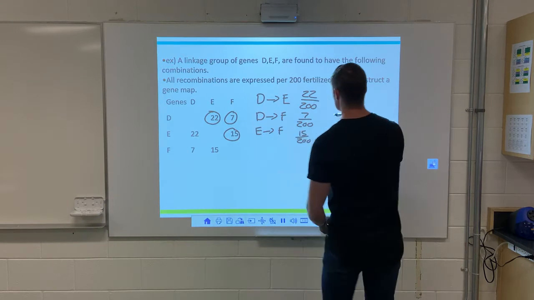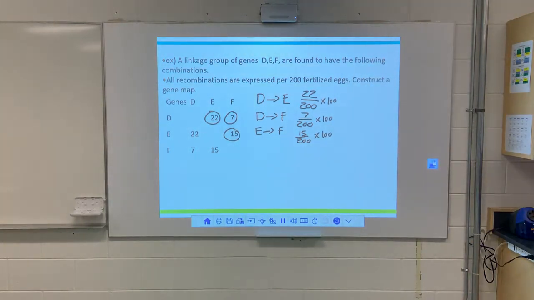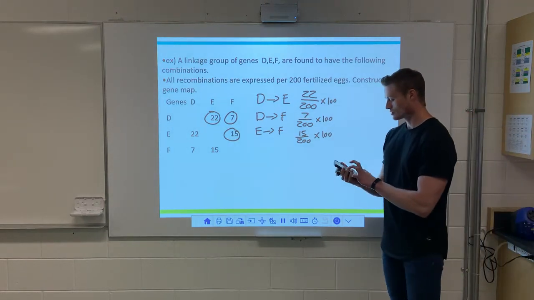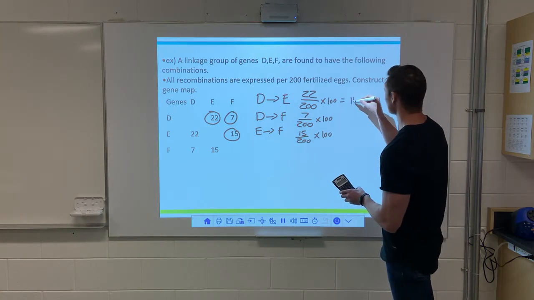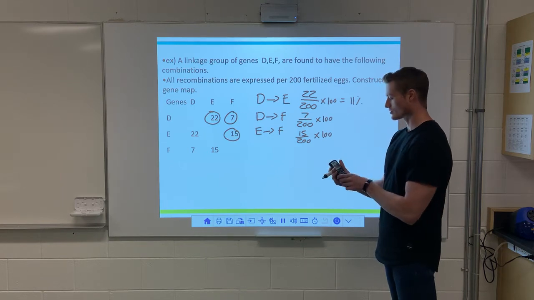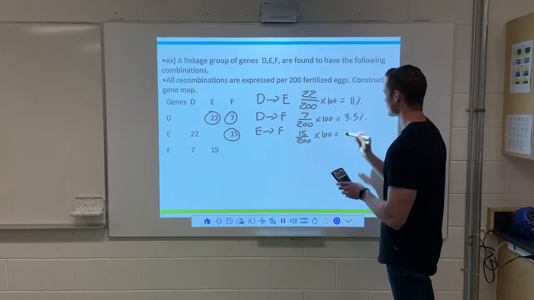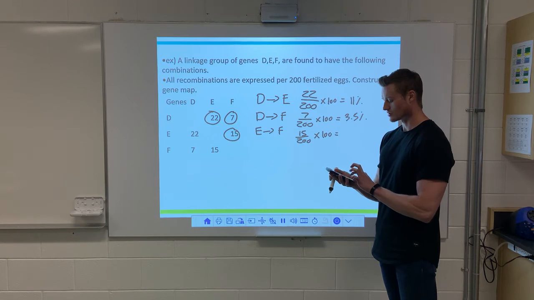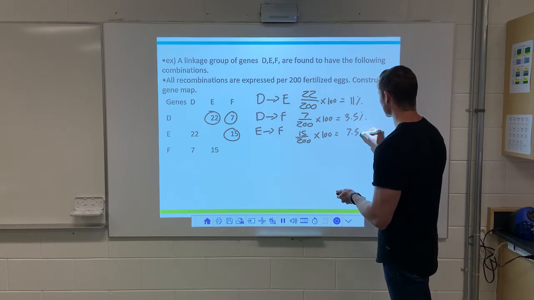Okay, so now we're going to take these and multiply them by 100 to get a percentage. I'll just grab my calculator to do so. So 22 divided by 200 multiplied by 100 gives us 11%, 11% recombinant frequency. 7 divided by 200 multiplied by 100 gets us 3.5% recombinant frequency. And then finally 15 divided by 200 multiplied by 100 gets us 7.5% recombinant frequency.